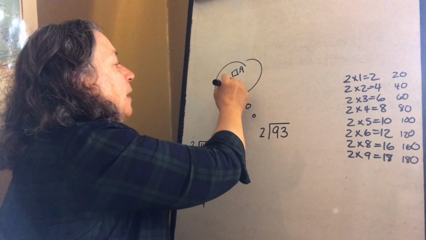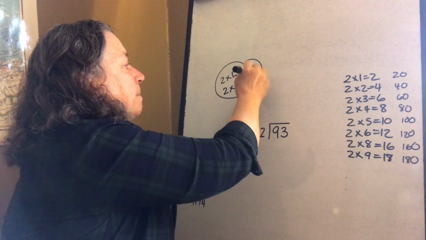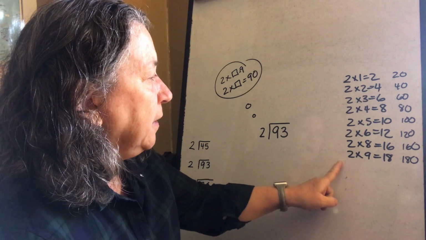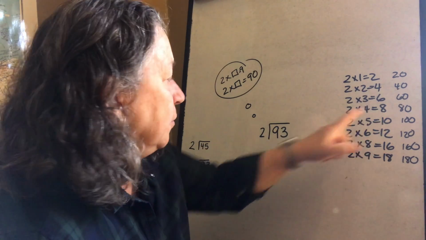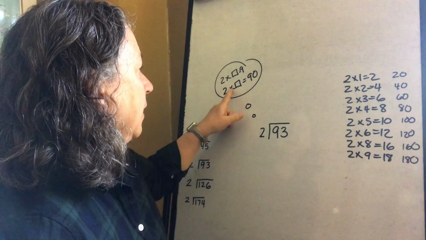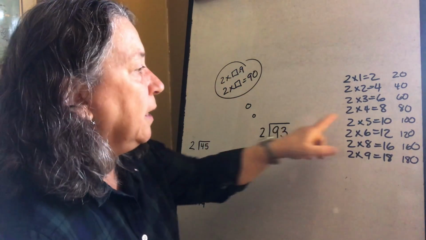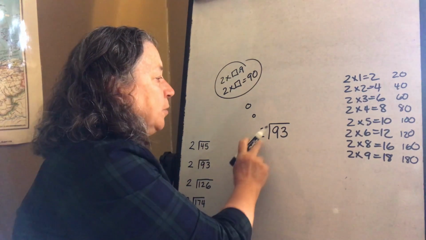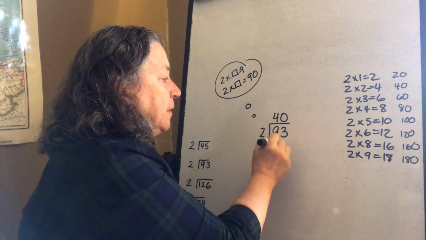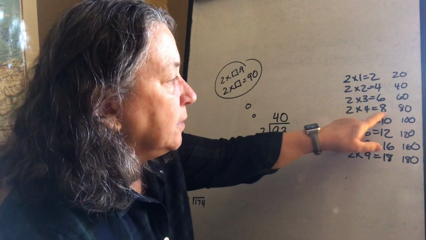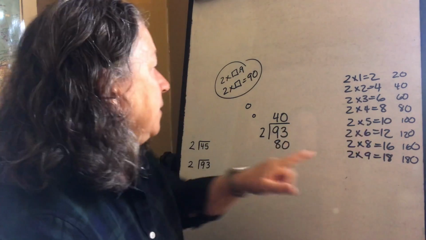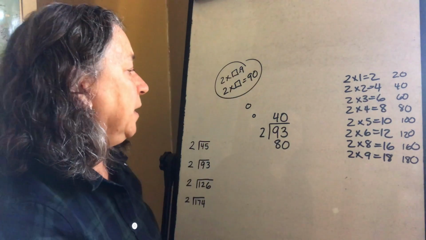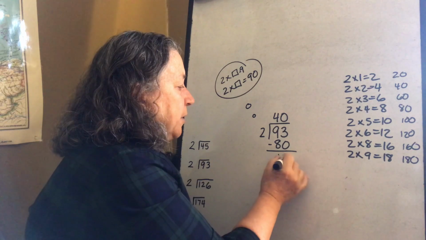And then 2 times what is close to 90? That's what I'd be thinking. 2 times 4 is close to 9, so 2 times 40 is close to 90. 2 times 40 is 80. 2 times 4 is 8. When we subtract, we get 13.